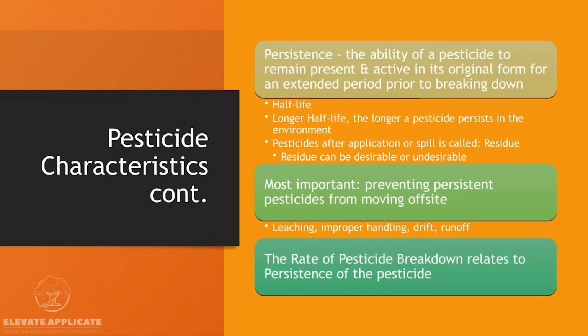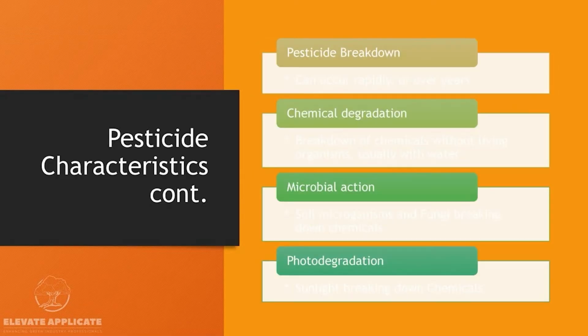The rate of pesticide breakdown relates to persistence of the pesticide. So pesticide breakdown can occur rapidly or over years. It really depends on the product. Chemical degradation is the breakdown of chemicals without living organisms, usually with water. And the reason they say without living organisms is because there is microbial action. That's where soil microbes and fungi help break down chemicals. It's one of the main ways that chemicals break down.